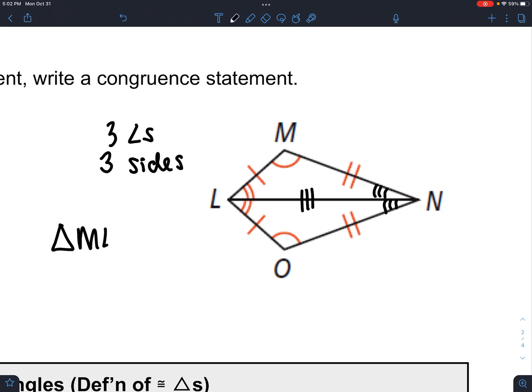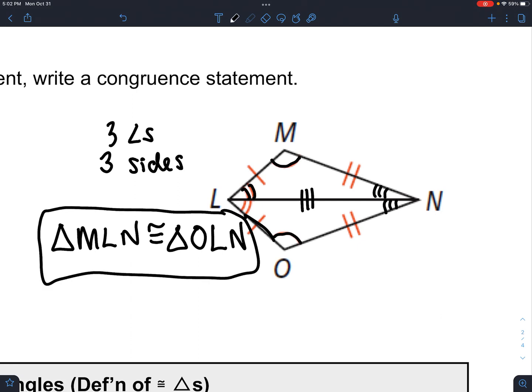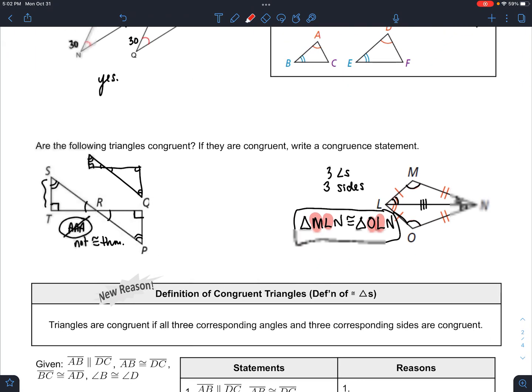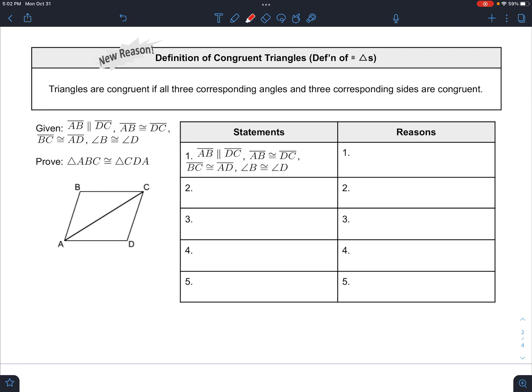And when we state the congruent statement, we want to do M, L, N. I'm going in order of rings here. So we got 1, 2, then 3. And then we got 1, 2, 3, like that. I try and go by order of the angles, because if you remember the congruent statement, the order matters. Because we want to make sure that L goes with L and M goes with O. So, to summarize that, triangles are congruent if the 3 angles match and the 3 sides match.